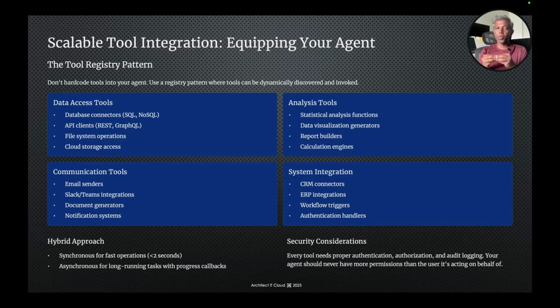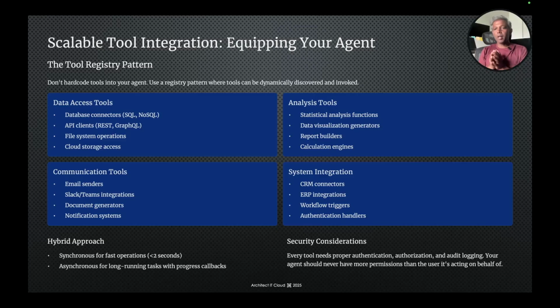It must also have mechanisms to communicate information to different people via communication tools like email senders, Slack, document generators, or notification systems. You must have proper tools integration with this AI agent. And you must also know how to integrate with different systems. In your organization, you may have CRM systems, ERP systems, and some workflows, and you need to know how to integrate the AI agent with these systems by using proper tools.